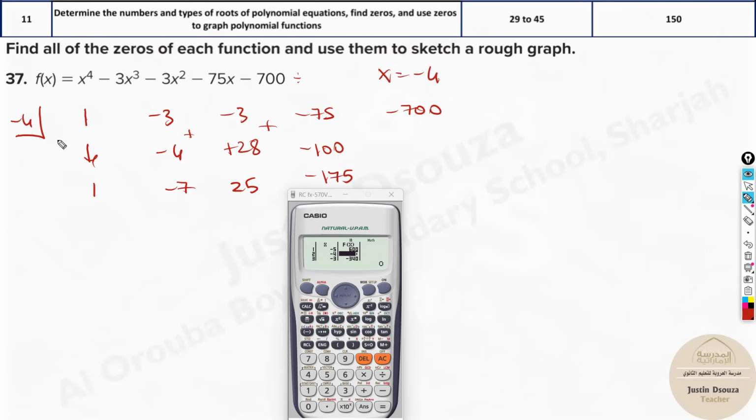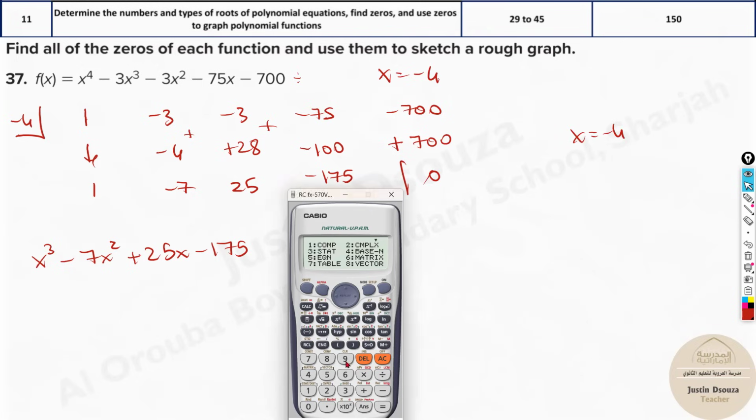So now, -175 times 4 will be positive 700, since negative and negative. Yes, it has to be 0, okay? But do it properly and then write 0. Now this is correct. So the depressed polynomial, the cubic formed from this, will be x cubed minus 7x squared plus 25x minus 175. Now we know one of the roots is already -4. What about the other roots?